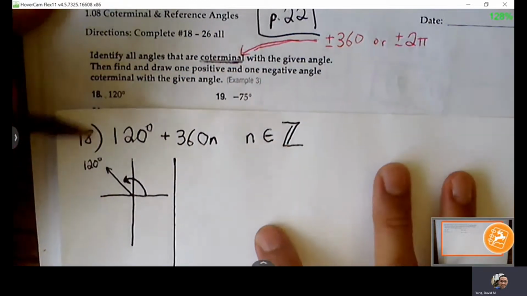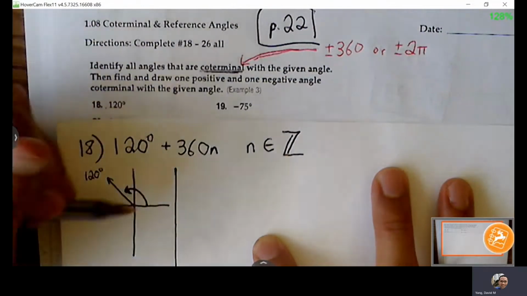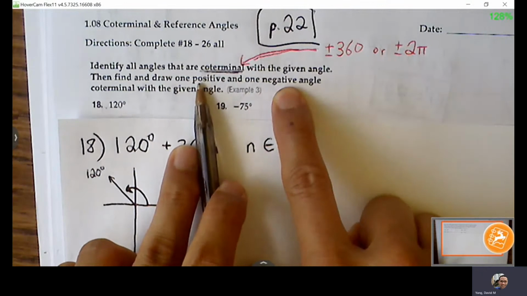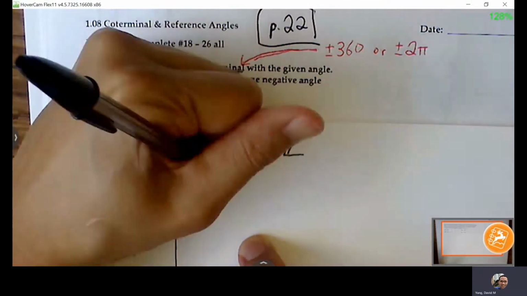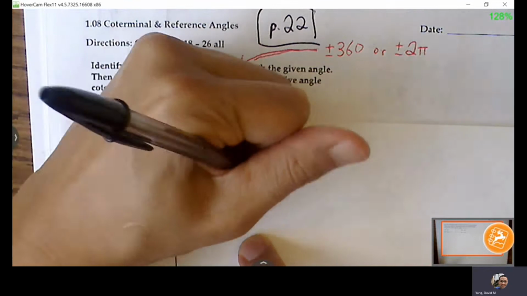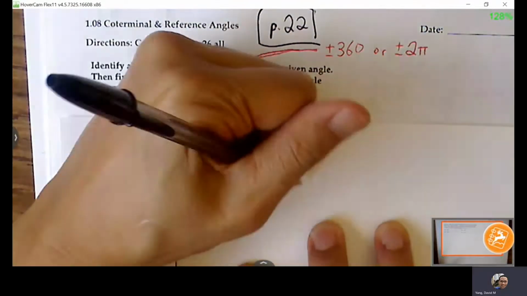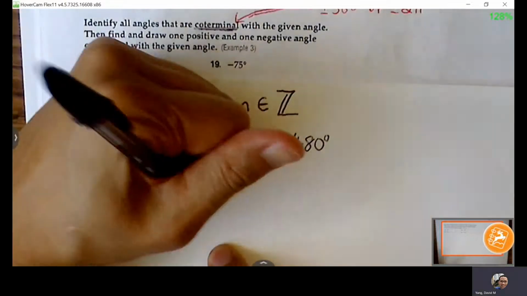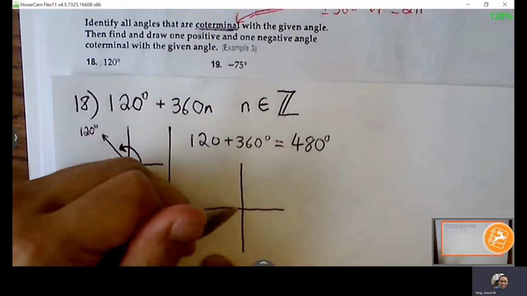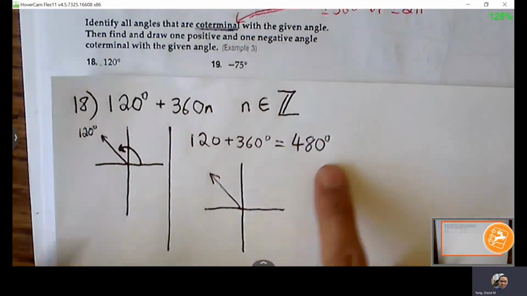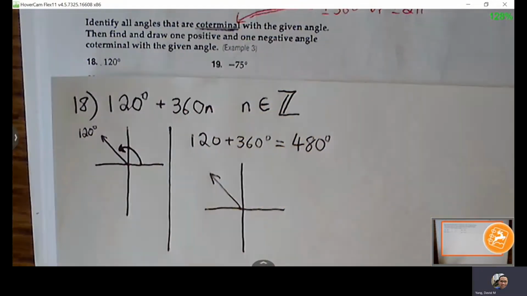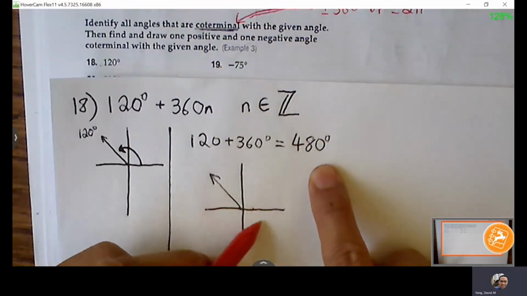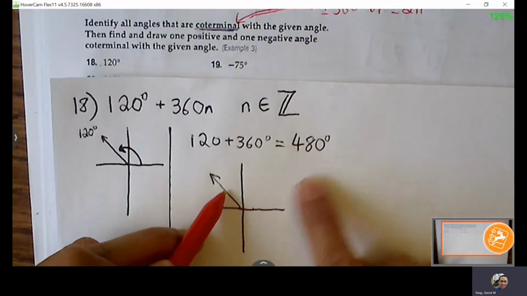So let's create a positive version of this. Let's create one more rotation around, since it's asking for one positive, one negative coterminal angle. So we'll do 120 plus 360, and that would be 480. We know it's going to end up in the same spot. So we know our end result is going to be here. We're just going to start at the initial side, and we're just going to go one more rotation around the circle before we reach that destination.